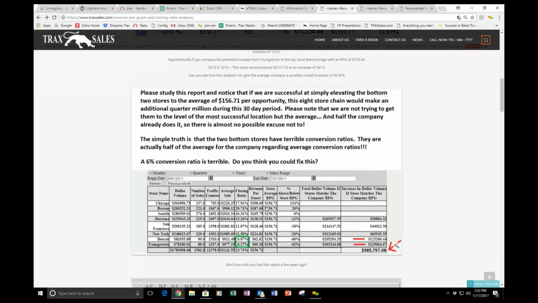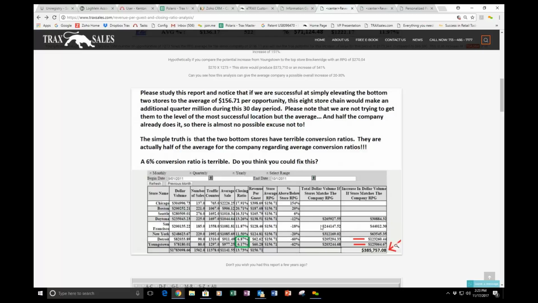So this particular example shows a revenue per guest of $156 per opportunity. Pretty common. And if you're above that average, it tells you what the percentage is that you are above the average. If you're a little bit below the average, like Daytona, for example, Daytona is 12% below the average. What this means is that Daytona lost $30,884 because they were below this average. In other words, if they were able to get to that average, they'd have made that much more money.